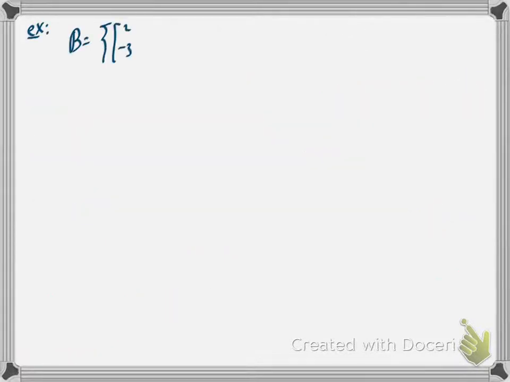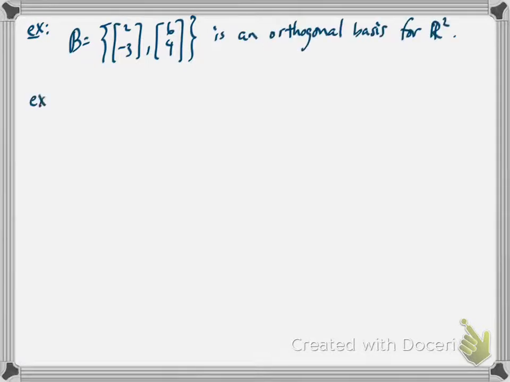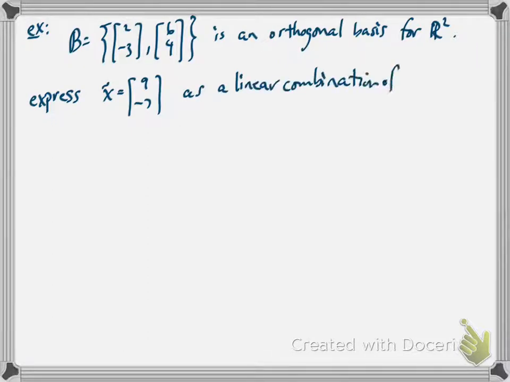So let's take a look at a concrete example. Consider this basis B, which is the vectors 2, -3 and 6, 4. Here's an orthogonal basis for R2. And let's try to express the vector x, which is 9, -7, as a linear combination of u1 and u2. Well, u1 and u2 is a basis, and so I can write x as c1 u1 plus c2 u2, and the previous theorem just tells us how to compute c1 and c2.